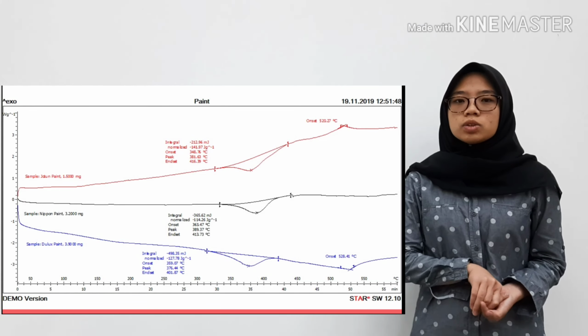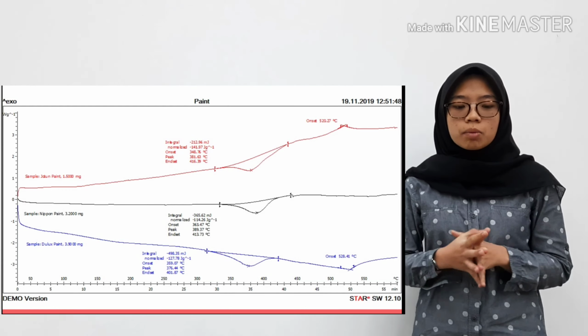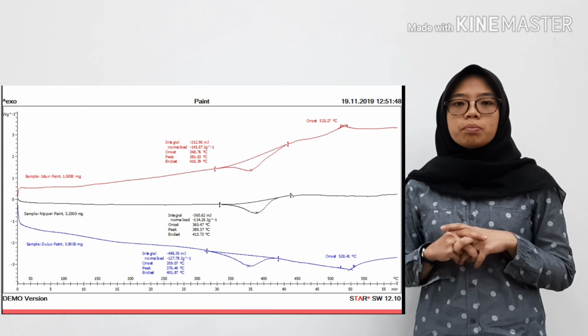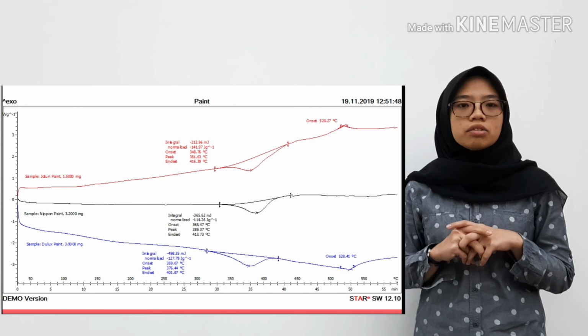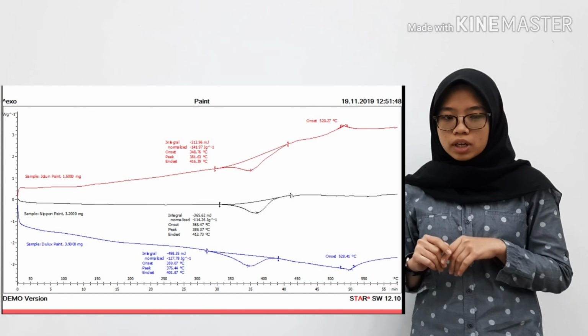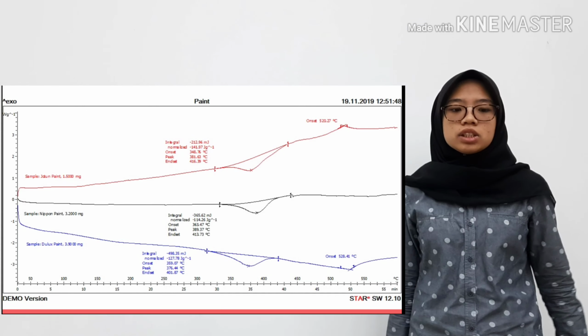And next, we use nitrogen gas as purge gas because it can prevent the sample from being contaminated. And the mass of the sample, as you can see in the figure, for Jordan is 1.5 gram, for Nippon 3.2 gram, and for Deluxe is 3.9 gram.